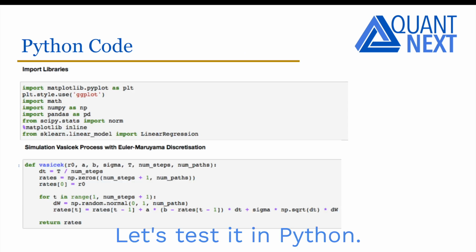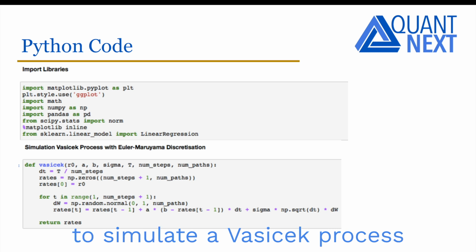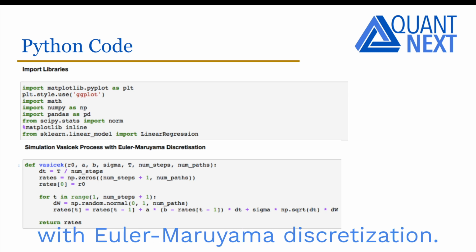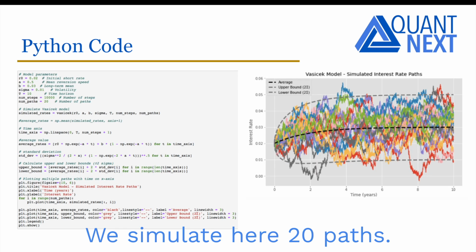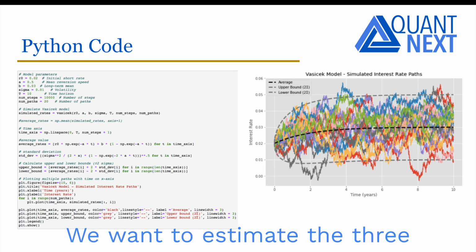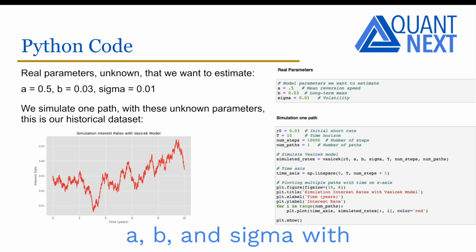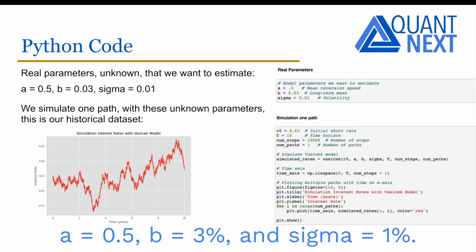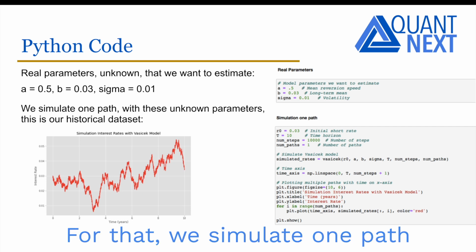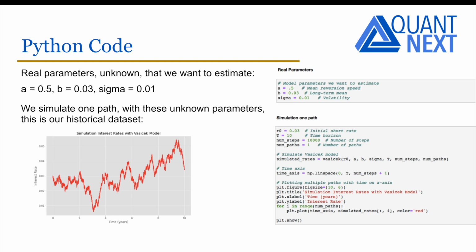Let's test it in Python. First, we create a function to simulate a Vasicek process with Euler-Maruyama discretization. We simulate here 20 paths. We want to estimate the three unknown model parameters A, B, and sigma, with A equals 0.5, B equals 3%, and sigma equals 1%. For that, we simulate one path with these unknown parameters. This is our historical dataset.